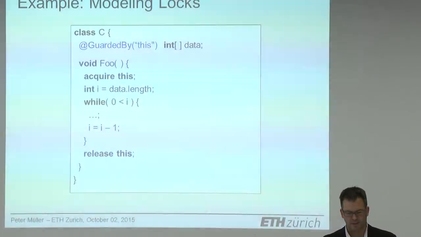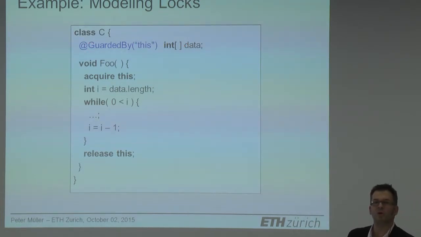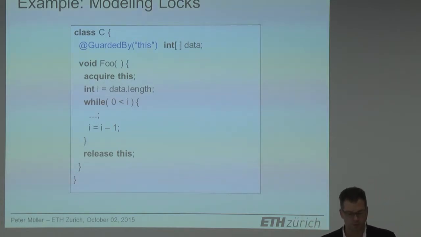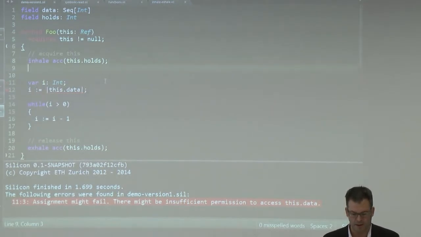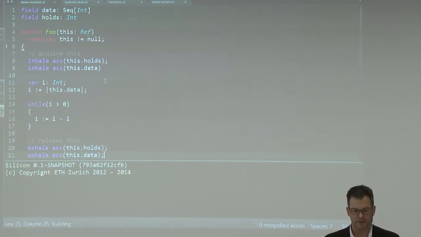Why is that? Well, on my slide here, I use this Java-style annotation to say this.data is guarded by the lock this. That's basically like a monitor invariant, like a lock invariant that says the lock contains the access permission to this field. So every time you acquire the lock, you get it. Every time you release the lock, you have to give it up. We can easily encode that. I can just say, whenever I acquire it, I also inhale the access permission to this.data, and when I release it, I do the opposite. Right? And now with this encoding, I can verify that.